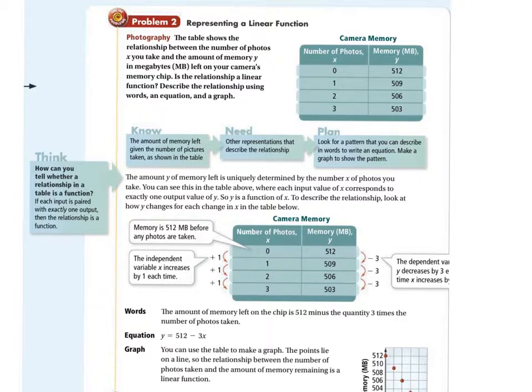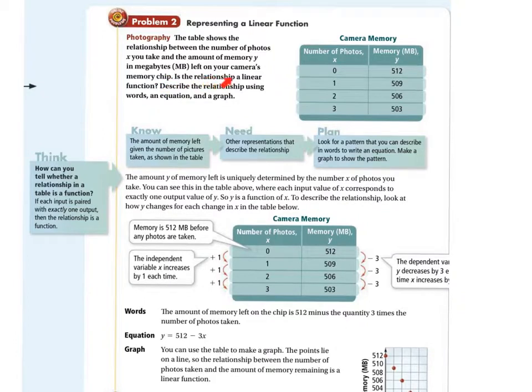Alrighty, so let's read this one together, shall we? Or I'll read it and you just follow along and listen. The table shows the relationship between the number of photos, x, so it's x, right, the input, you take, and the amount of memory, y, in megabits left on your camera's memory chip. So you get the idea here, right? Every picture you take, you have less megabytes left.